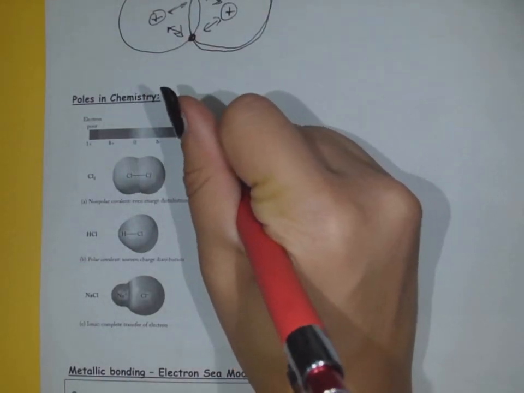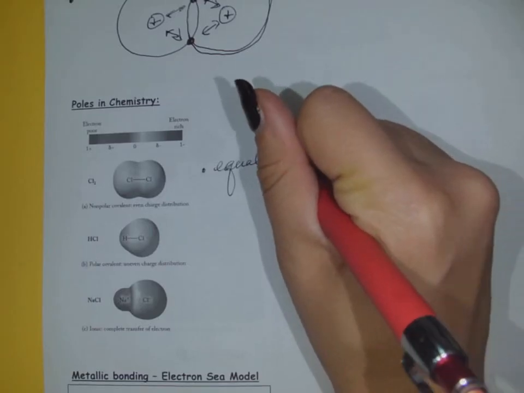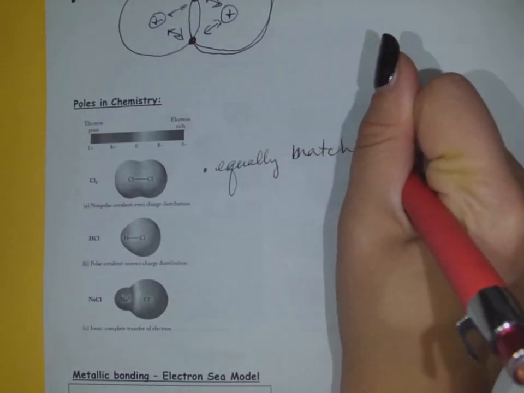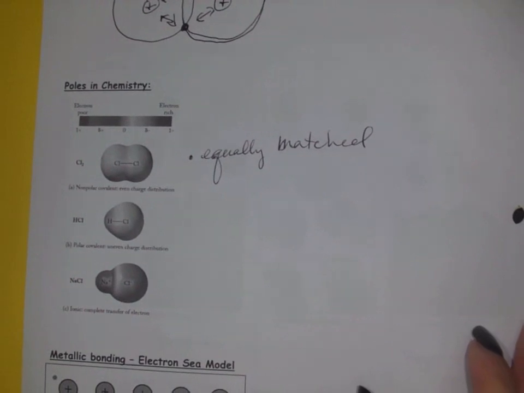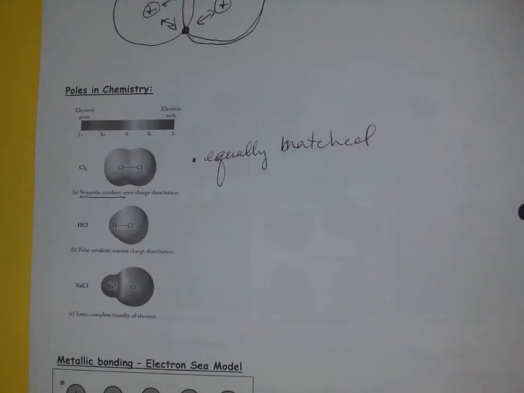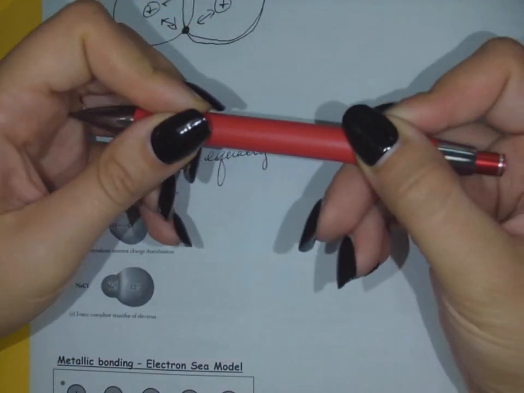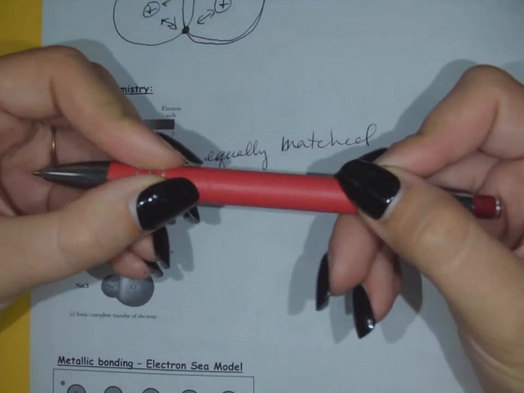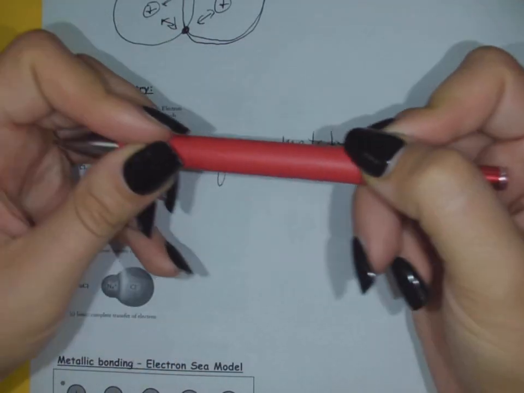So, equal, then we get a non-polar covalent bond. See, it's written little, but non-polar covalent. They're both pulling equally on these electrons. And so that would mean that these electrons are going to spend an equal amount of time over here and over here because the pull is equal.